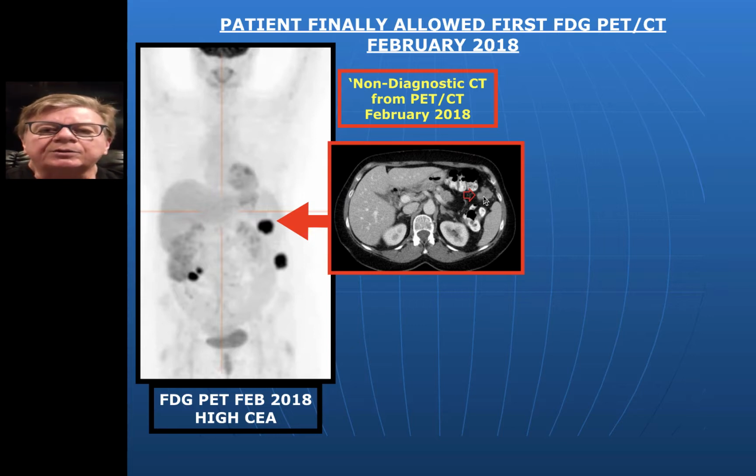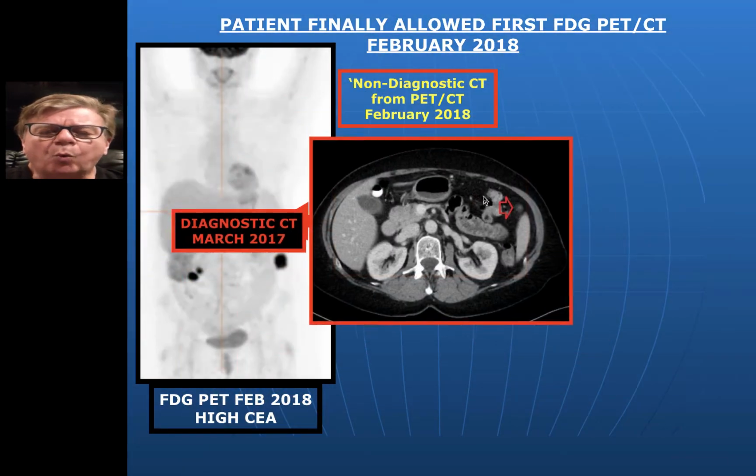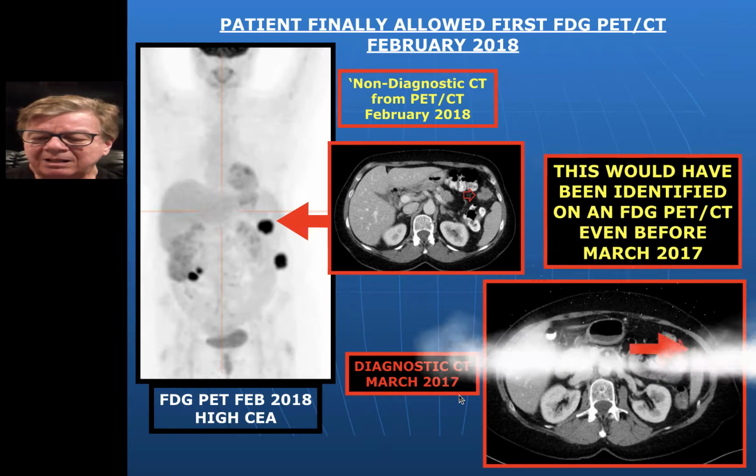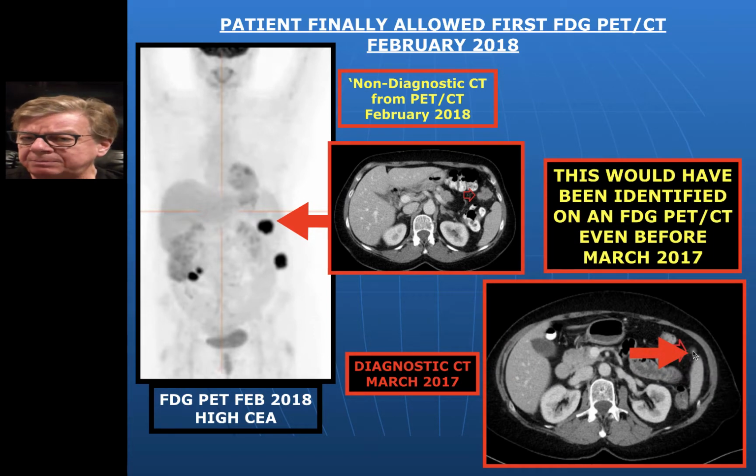So let's go back and look at their diagnostic CT from way back in March 2017. You guessed it. That little tiny spot there becomes this much larger one there. And I can tell you that if this patient had had the FDG PET as they should have had, we'd have known long before March of 2017 if the patient had recurrent disease, and in fact may have been able to show the patient was never adequately treated day one.